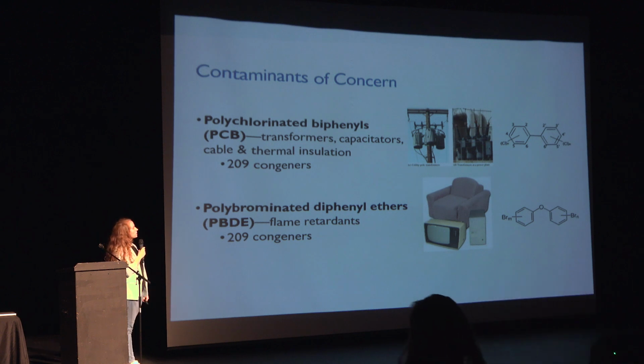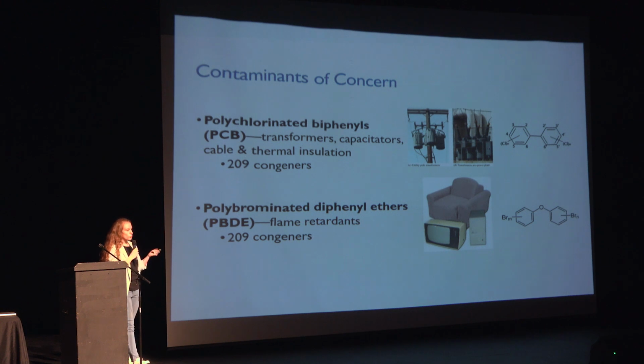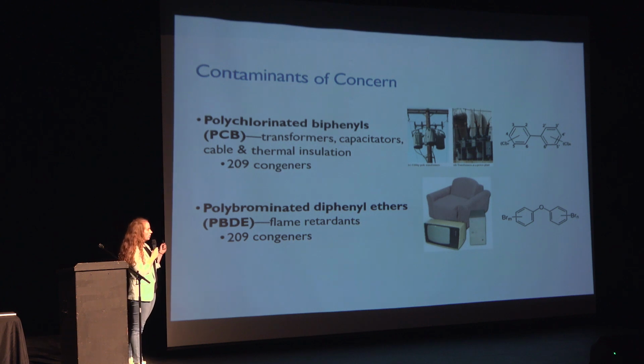So the contaminants I'll be discussing today are polychlorinated biphenyls, or PCBs for short, and polybrominated diphenyl ethers, or PBDEs. PCBs were first introduced into the environment in the 1920s, and they were banned in the 1970s. PBDEs were introduced in the 1970s and were only recently banned, with a complete ban in 2013.